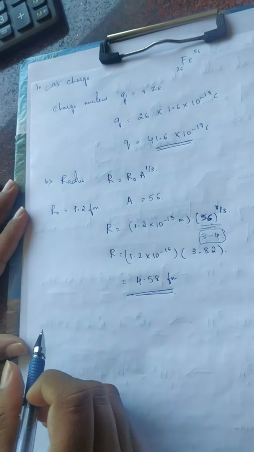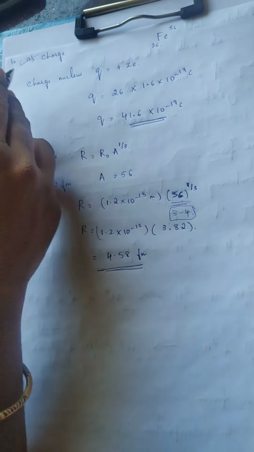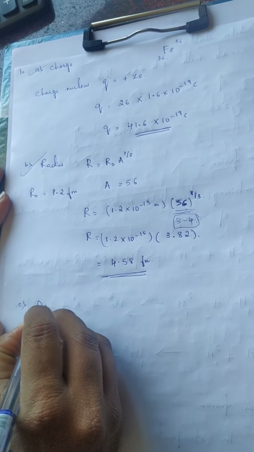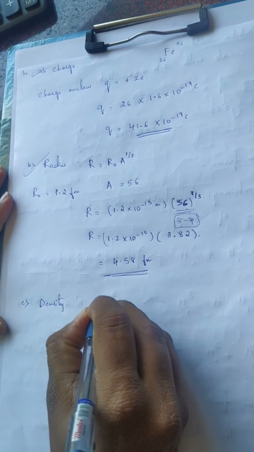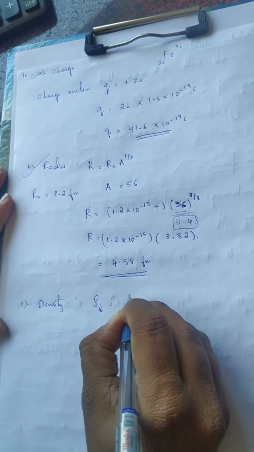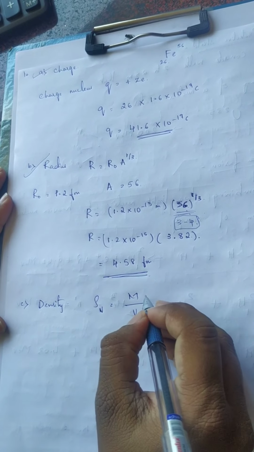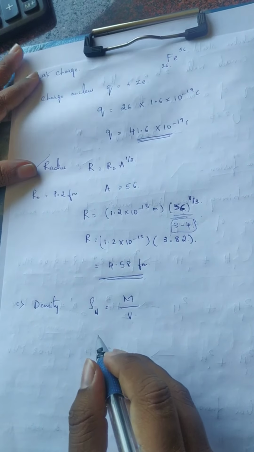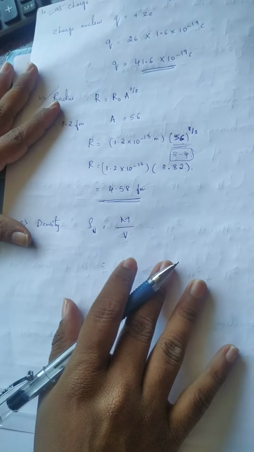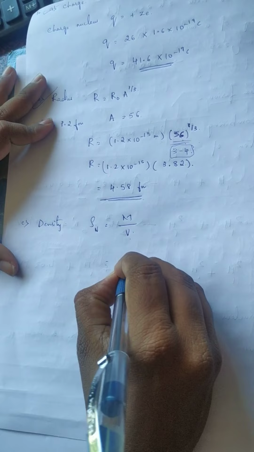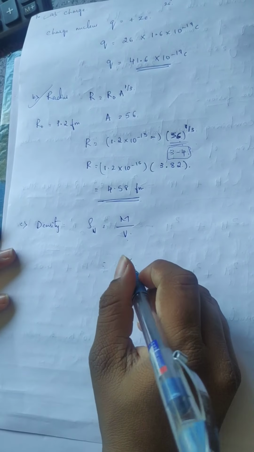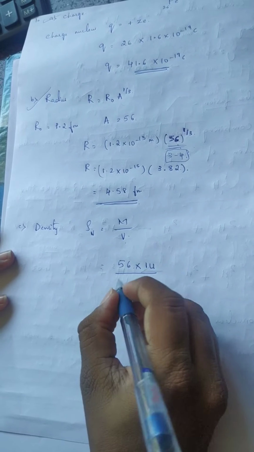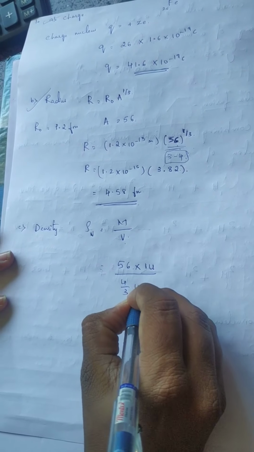Okay, students, so we have found out charge and radius. Now the density, nuclear density, is given as rho n is equal to m by v, nuclear mass by volume. Nuclear mass we know, that is 56, right? 56 into 1 atomic mass unit, by volume, 4 by 3 pi r cube.